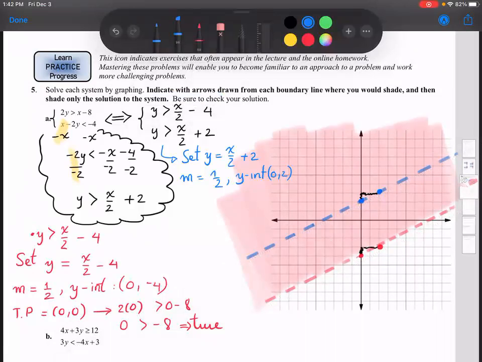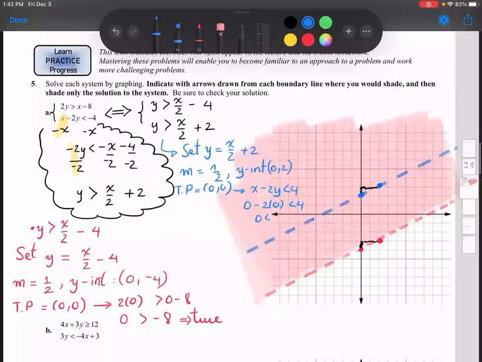Test point, 0, 0, my favorite test point. You plug it into the original, which is the bottom one. I have x minus 2y less than 4. So plug it in: 0 minus 2 times 0 less than 4. Is it true or false? True, right? If it's true, then, oh darn it, hang on.